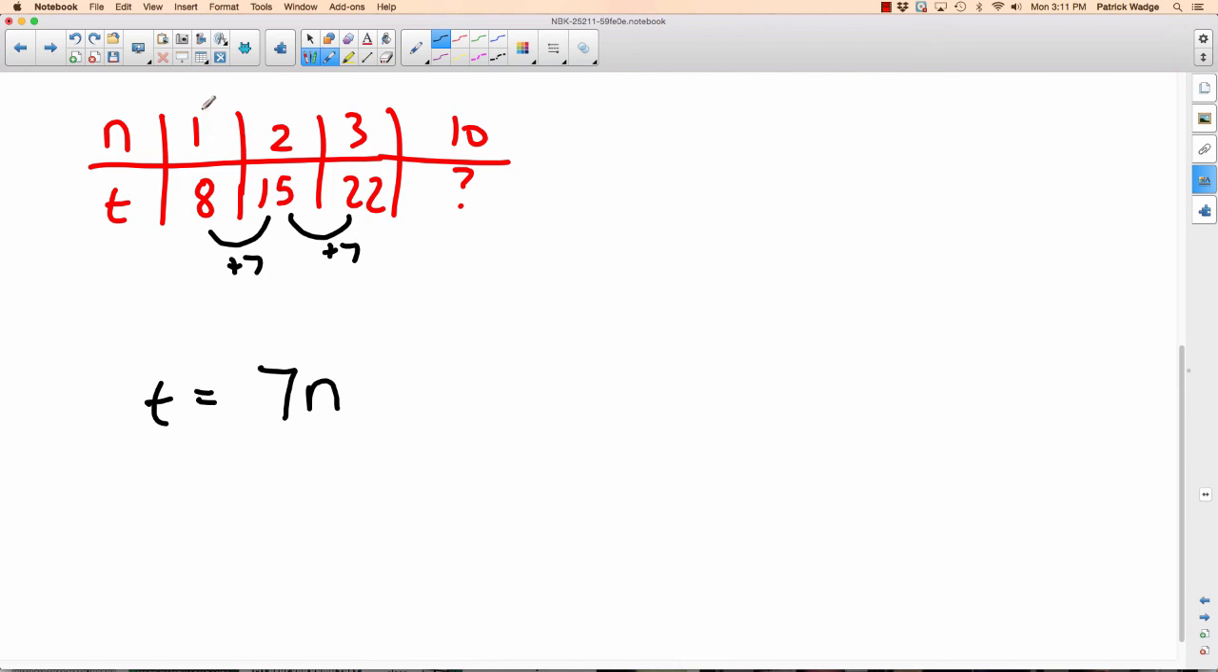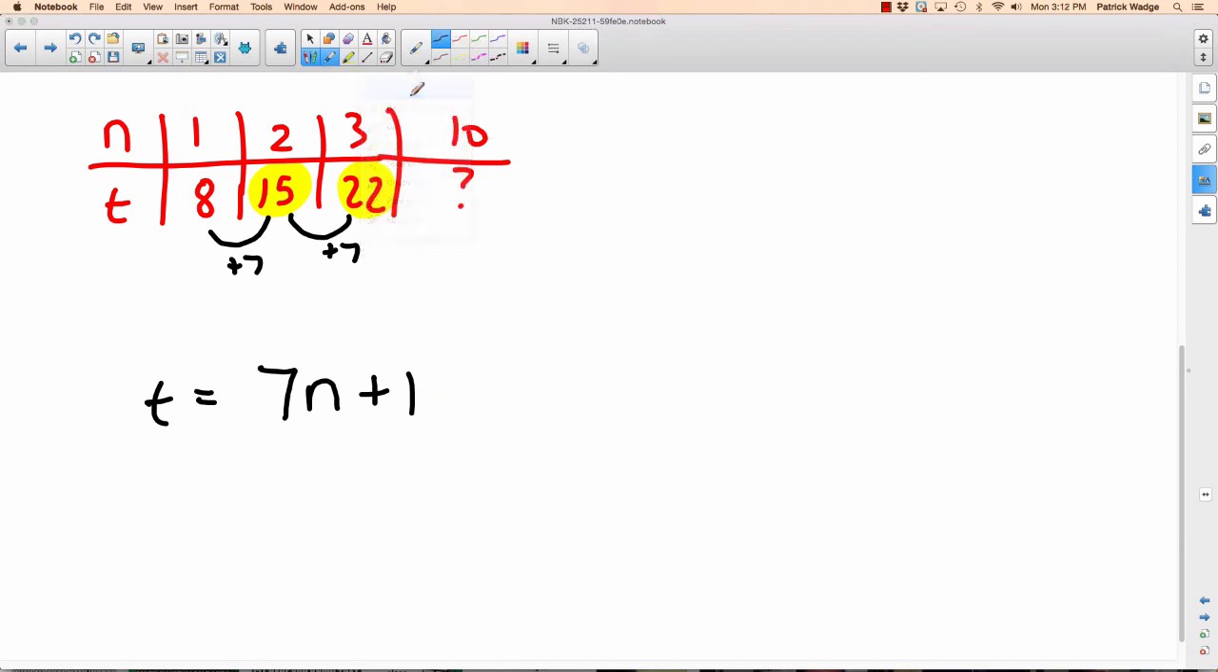Now, did that work? Let's see. If I try this one, 1, if I put 1 in there, I get 7 times 1 is 7. But I want to get 8, so what do I still have to do? To get from 7 to 8, you got to add 1. Let's see if it works. Let's try this one. If I put 2 in here, I get 7 times 2 is 14, plus 1 is 15. It worked. Put 3 in here. 7 times 3 is 21, plus 1, 22. It worked.